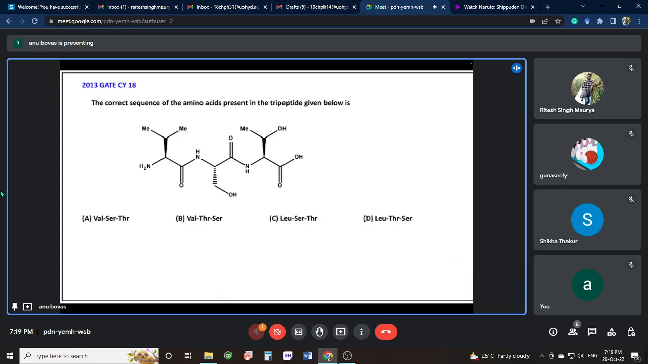Now, the first question is from the 2013 GATE chemistry paper, question number 18. The correct sequence of the amino acids present in the tripeptide given below is. We have 3 amino acids here, and each amino acid is represented by its first 3 letters, then the second amino acid, like that. So we have to find out which are the amino acids, and only if we know the structure of amino acids will we know which amino acids are present in the given tripeptide.